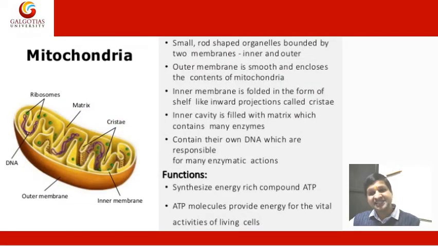Mitochondria are small rod-shaped organelles bounded by two membranes, that is inner and outer. The outer membrane is smooth and encloses the content of the mitochondria. The inner membrane is folded in the form of shelf-like inward projections called cristae. The inner cavity is filled with matrix, which contains many enzymes. It contains its own DNA, which is responsible for many enzymatic actions.